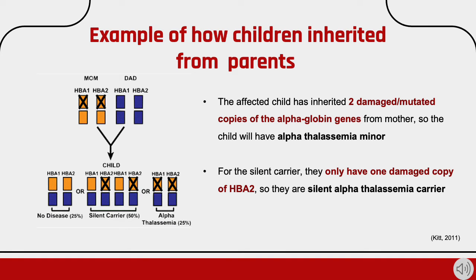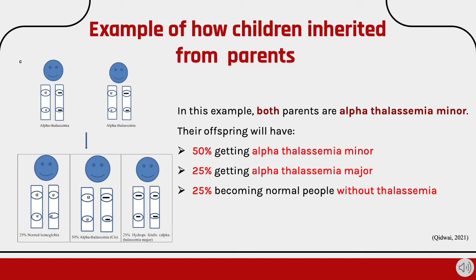This example can show how alpha thalassemia is inherited by the next generation. The affected child has two inherited mutant copies of the alpha globin gene from the mother, so the child will have alpha thalassemia minor. For the silent carrier, they only have one damaged copy of hemoglobin alpha 2, so they are silent alpha thalassemia carriers. This example also shows how alpha thalassemia is inherited by the next generation. If both parents are alpha thalassemia minor, their offspring will have a 50% chance of getting alpha thalassemia minor, 25% getting alpha thalassemia major, and 25% becoming normal people without thalassemia.